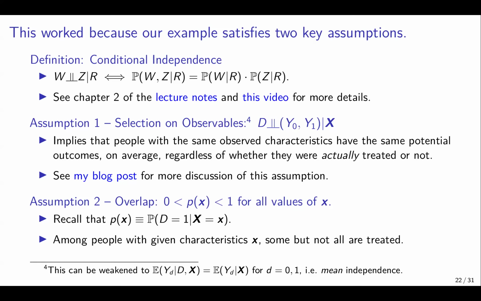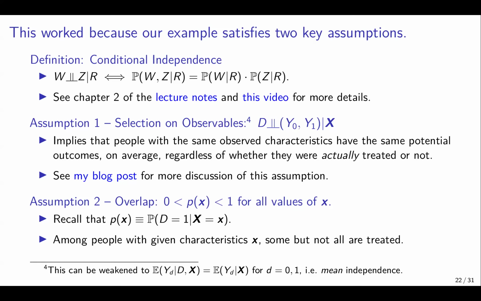The first assumption was selection on observables. The second is overlap. So this assumption says that the propensity score, as a function of the characteristics x, lies strictly between 0 and 1 for every possible value of x. Let's just remember what the propensity score is. The propensity score is the probability that you are treated given all the stuff that I can observe about you. In our little example, the stuff that I could observe was just whether you were young or old, but in another example, that could be lots of other information.